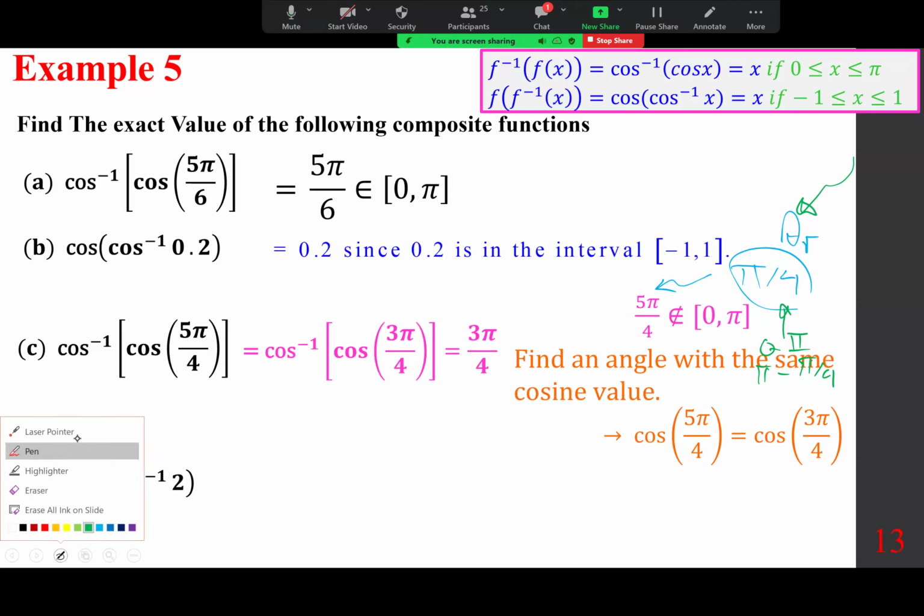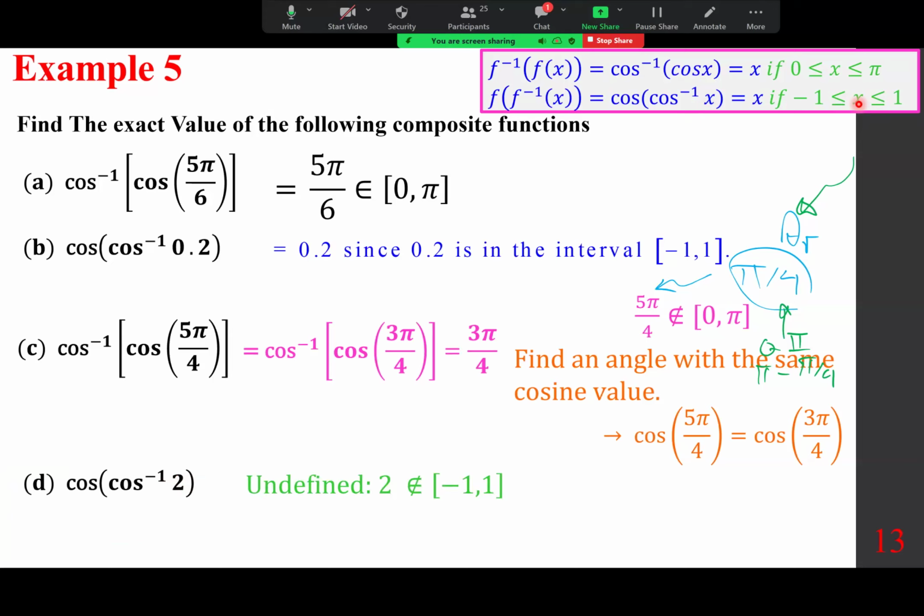When you look at part D, remember, with the cosine inverse, this number should be in between. It's not. It's undefined because 2 doesn't belong to the interval of negative 1 to 1 and therefore not acceptable. Undefined.